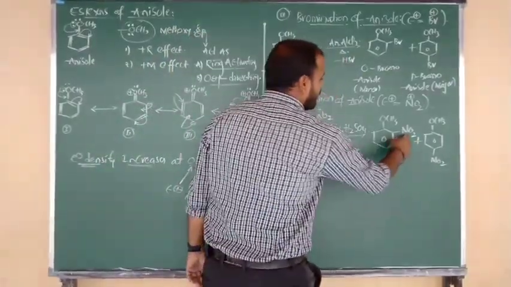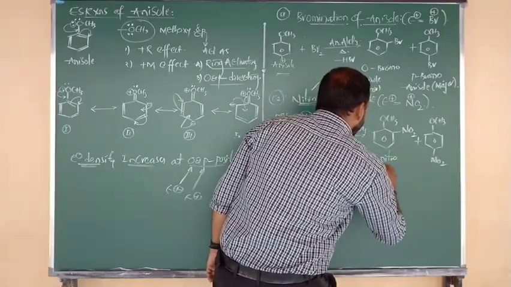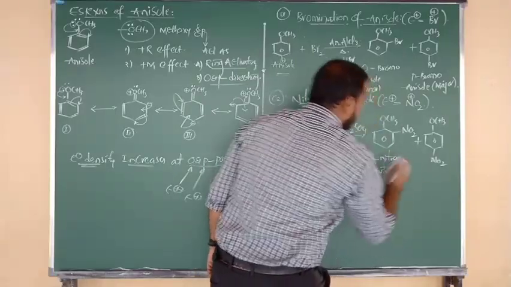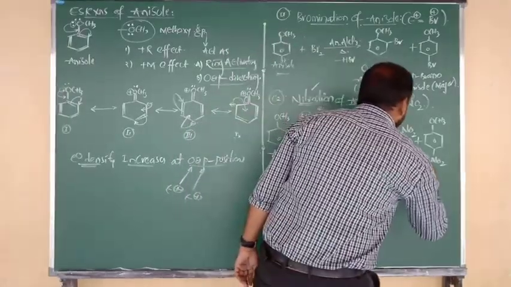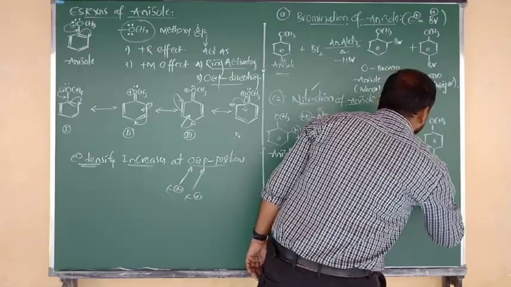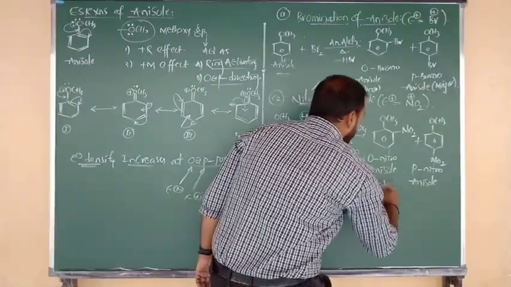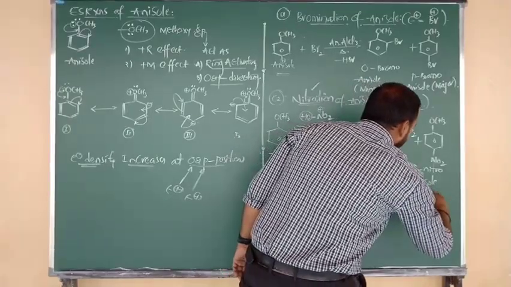Two products. One is ortho-nitroanisole. Again, it is the minor product. One more is para-nitroanisole. Again, this is what, beta? The major product. So ortho-nitroanisole is minor and para-nitroanisole is major.